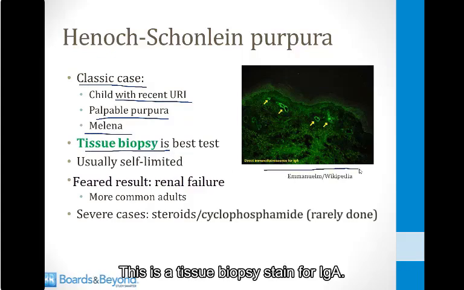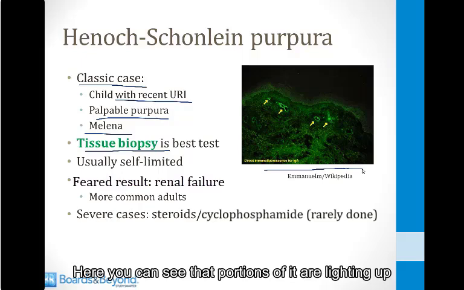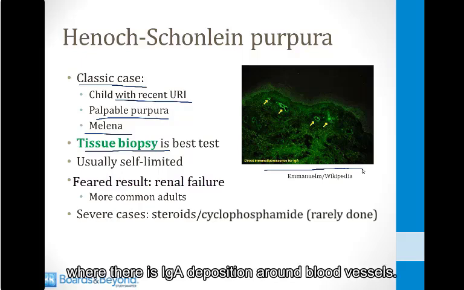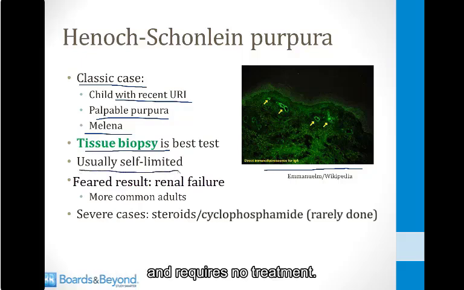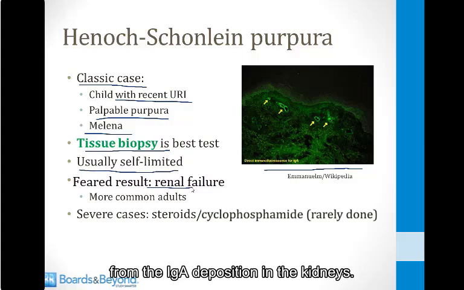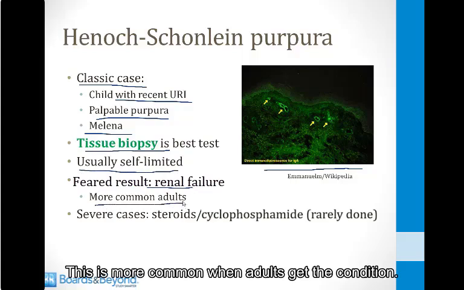This is a tissue biopsy stained for IgA here, and you can see that portions of it are lighting up where there is IgA deposition around blood vessels. Usually, Henoch-Schönlein purpura is self-limited and requires no treatment. The feared result is renal failure from the IgA deposition in the kidneys. This is more common when adults get the condition.